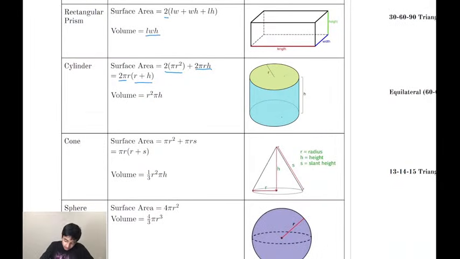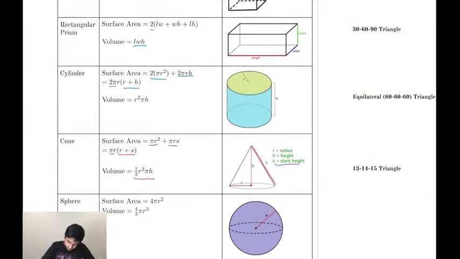The surface area of a cone is going to be equal to pi r squared, the area of the bottom face of the cone, plus pi r s, where s is the slant height. And as you can see here, s is marked in the diagram by this. And pi r s is just going to be the cone when you unwrap it. It's going to be pi r times r plus s. And the volume of a cone is going to be 1/3 times r squared times pi h.